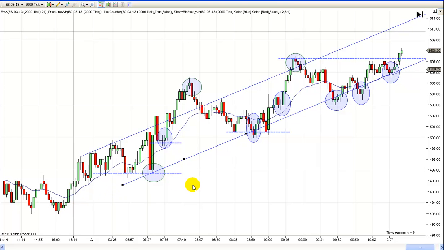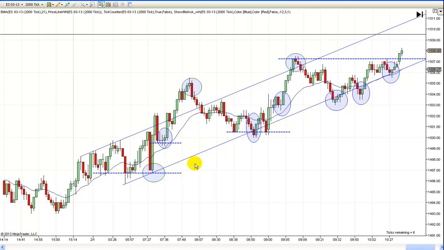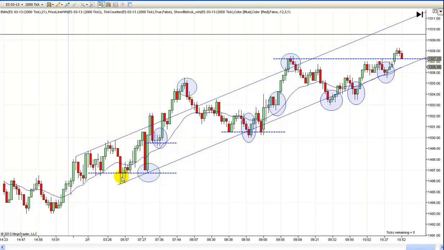But play with those lines, because a lot of times when you're having a hard time figuring out where the lower line is, see if you can't find some starting point off the highs. And this is real clear here. So if you were in here early enough, you should have had this before we ever broke up here.